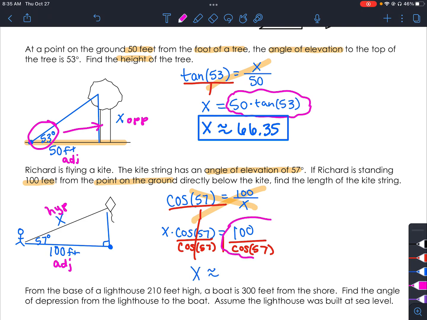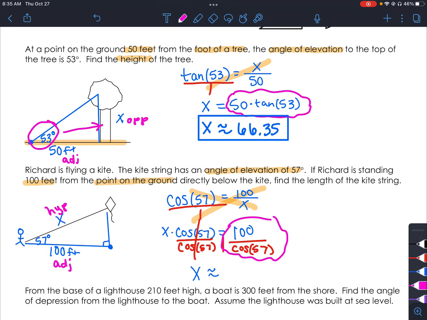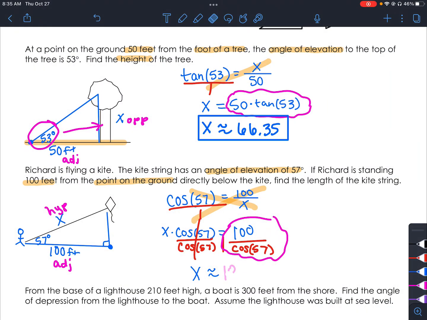So you put this in your calculator. Oops. So we get 183.61 feet.